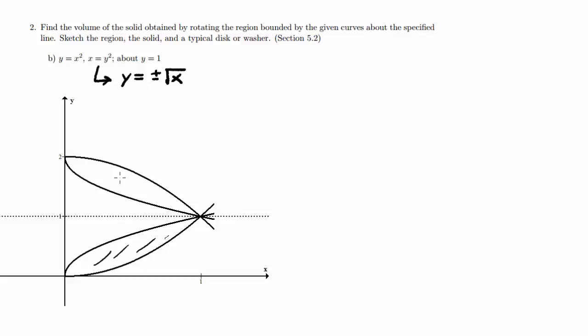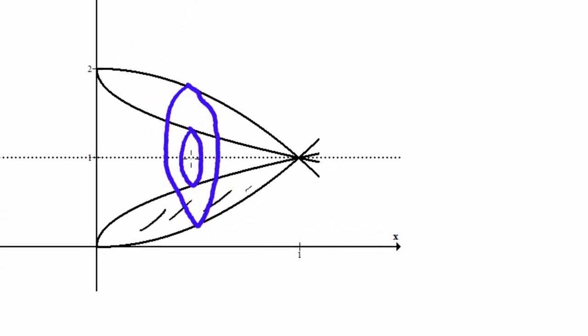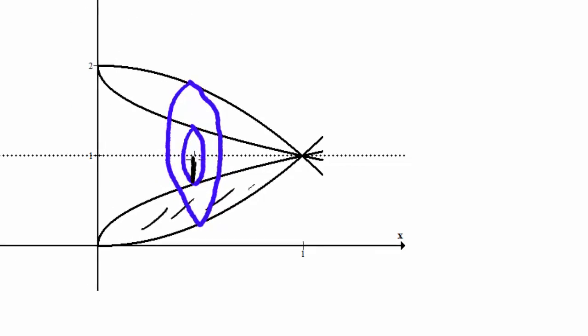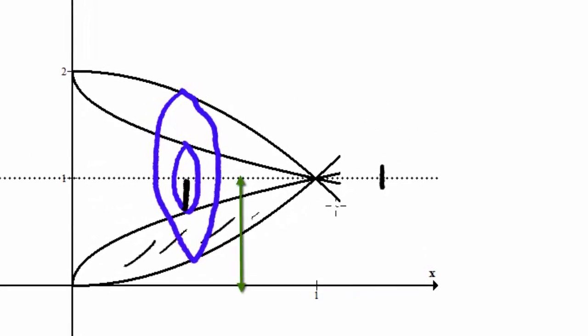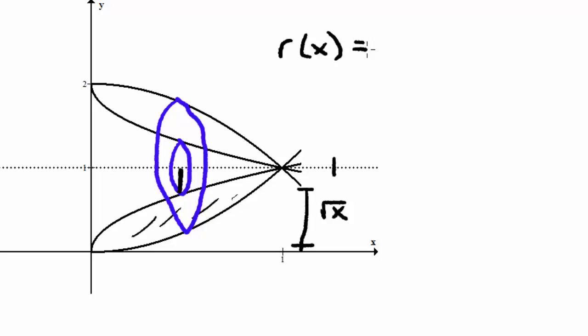A typical washer will look like this. So this is the outside of the washer, and then the inside of the washer. I have to identify the radii. We'll do the smaller radius first. So that black line right there is the small radius. Now the distance from the axis of revolution to the x-axis is 1, but I don't want the full 1. I want to subtract off this part, which actually is just root x. So the little radius is going to be 1 minus root x.